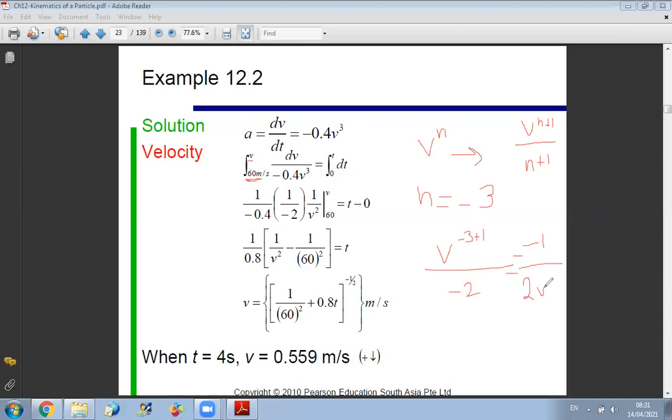Okay? And you already have a constant, which is minus 1 over 0.4. So in total, when you integrate, you will get 1 over 0.8 times 1 over v squared, between 60 and v. So all you have to do is replace your boundaries, equals t minus 0, because you are integrating 1. The integral of 1 is t. So between 0 and t, this will give you t.